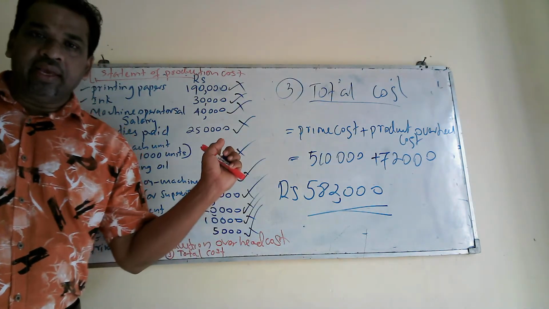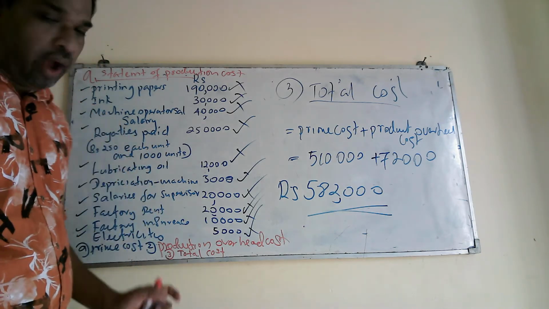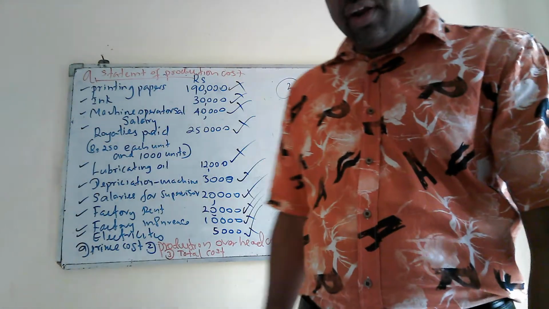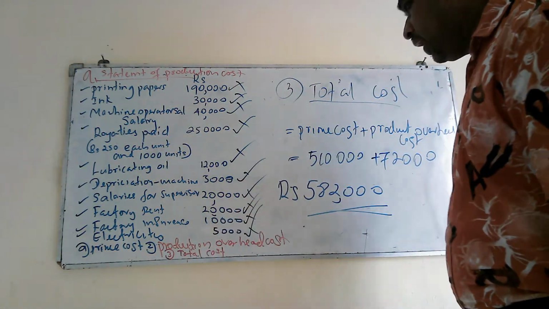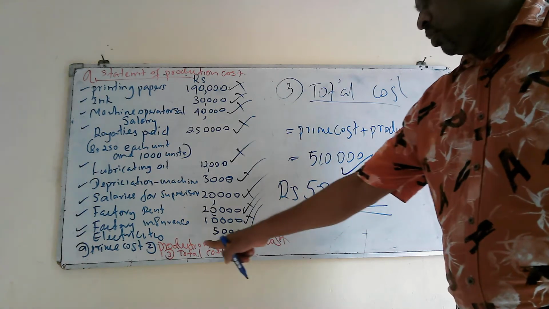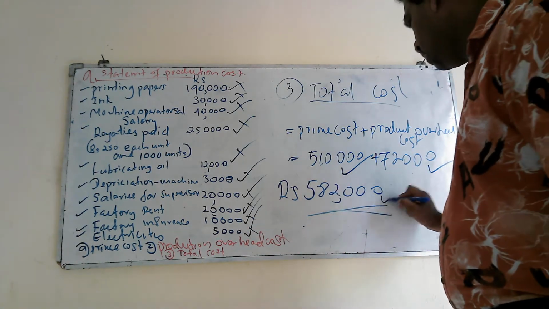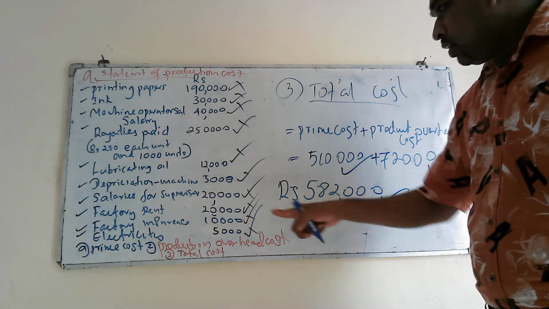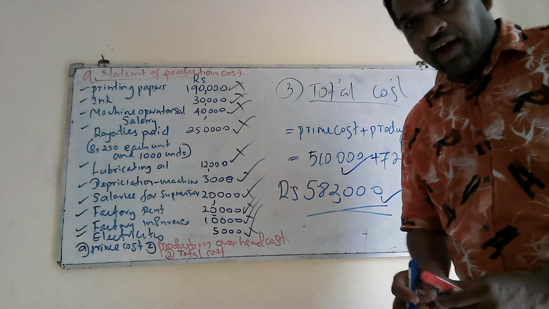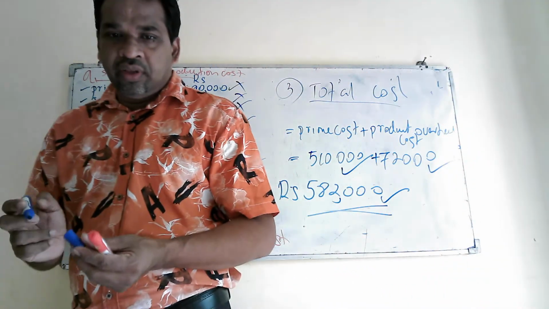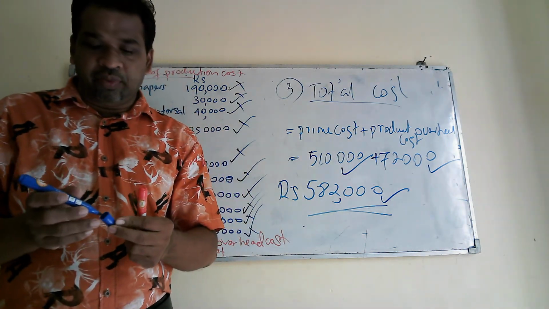This question is regarding a book printing institution, and you are given the information related to book printing. Here, prime cost will be 510,000, production overhead will be 72,000, and the addition of those two will be the total cost of production of 1,000 units, 582,000. That is the answer for the simple questions. Then I think you got something from this video.